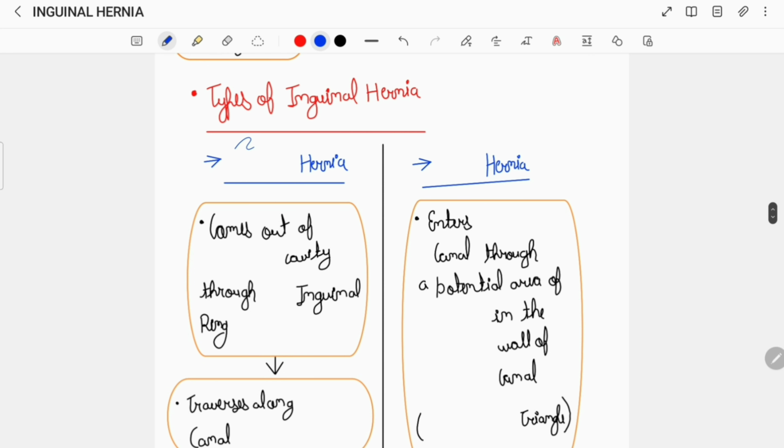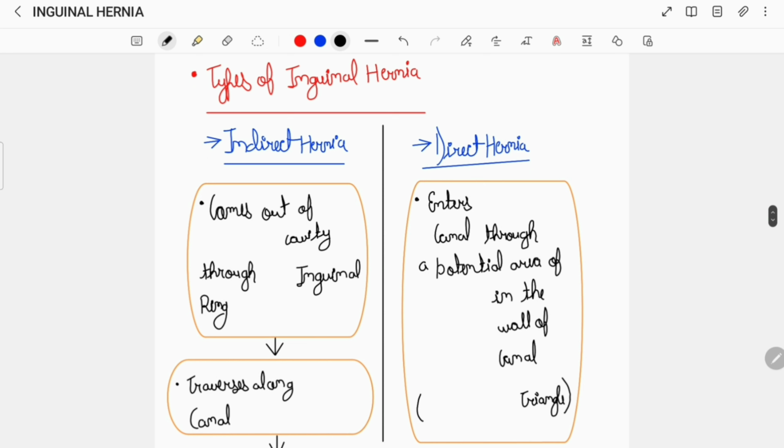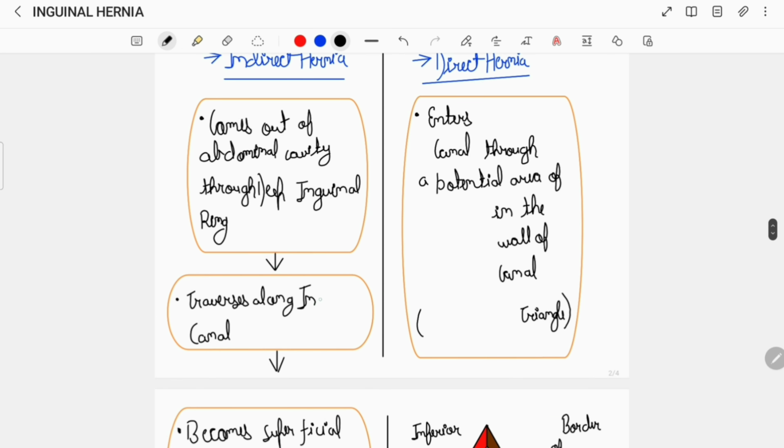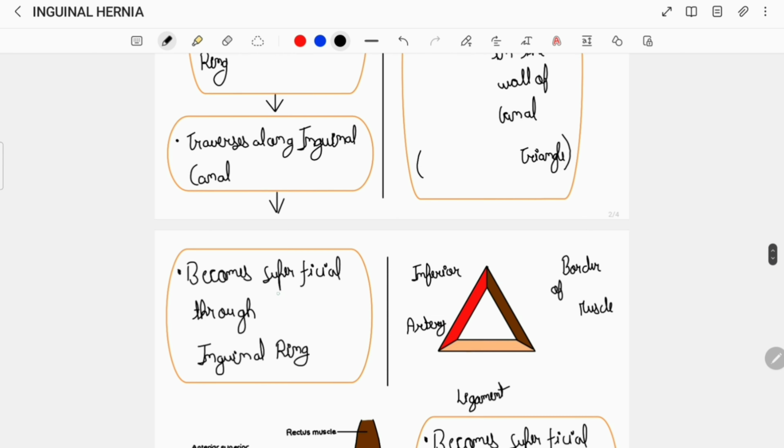Inguinal hernia is of two types: indirect inguinal hernia and direct inguinal hernia. The indirect inguinal hernia comes out of abdominal cavity through the deep inguinal ring. It then traverses along the inguinal canal and then becomes superficial through the superficial inguinal ring.